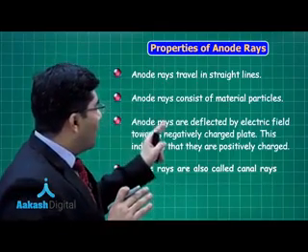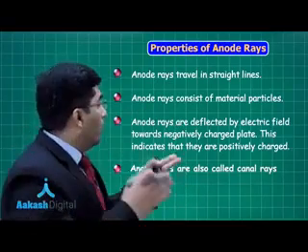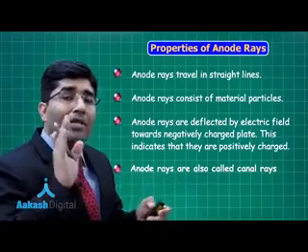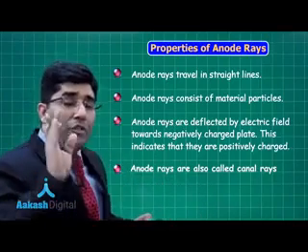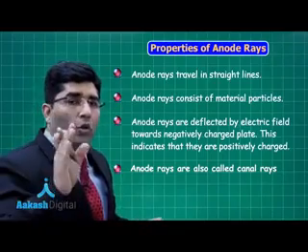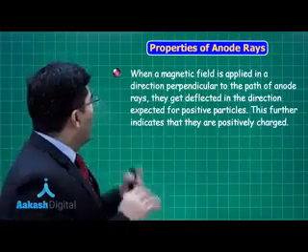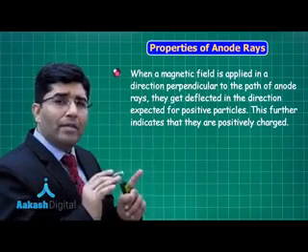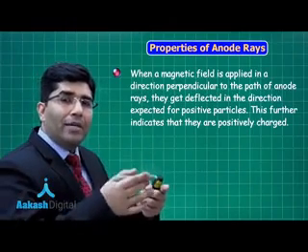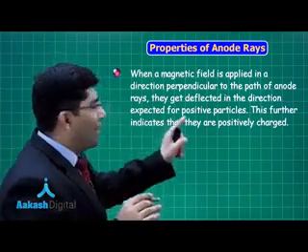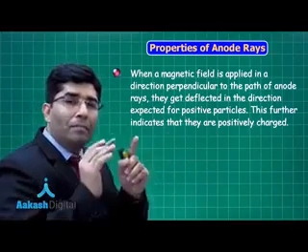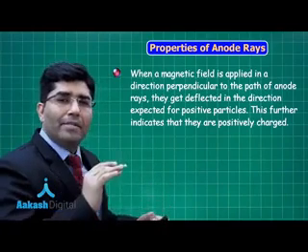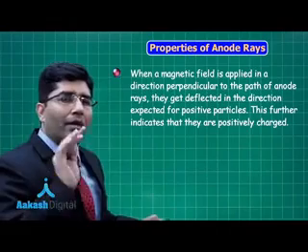Anode rays are deflected by an electric field. Obviously, why? Because they have positive charge and they will be deflected towards the negatively charged plate. It was just opposite of the cathode rays. Now, when a magnetic field is applied in the direction perpendicular to the path of the anode rays, they get deflected in that direction where positive particles were expected to move. It means that there are positive particles present in the anode rays. It was just opposite to the cathode rays.